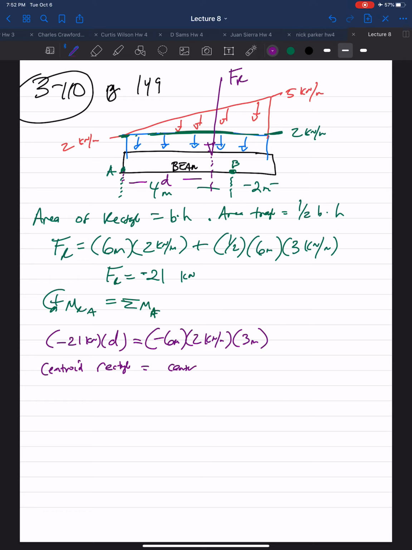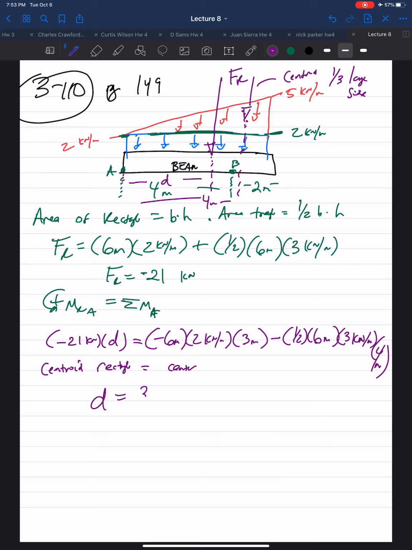For the triangle, this is a negative clockwise moment, right? So it's 1/2 the base, once again 6 meters as we did earlier, times the 3 kilonewtons per meter. And like we said, the centroid is always applied at 1/3 on the large side. Just a little clue here. So if the total length is 6 meters, then 1/3 of 6 is 2. So 2 meters from the right gives us 4 meters from the left. So the perpendicular distance to point A will be 4 meters. Multiply it out and solve for D. You get D equals 3.43 meters.